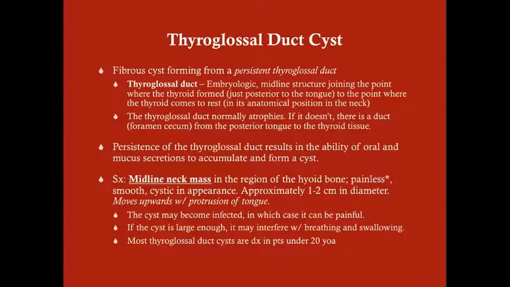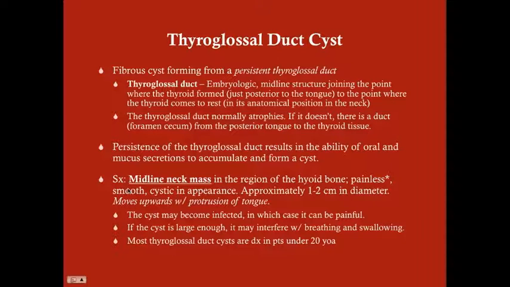And so because of the persistence of the thyroglossal duct, you can have an ability of oral secretions and mucus secretions to accumulate down into that duct, and that eventually will form a cyst, because the place where the thyroglossal duct ends is thyroid tissue. So there's resistance there. And so all of those oral secretions will form a cyst, and it'll be in the neck, in the thyroglossal duct, which is persistent because normally that involutes and is no longer.